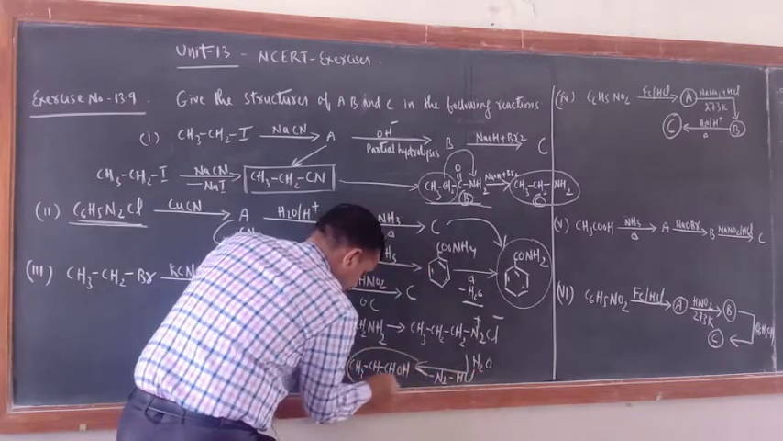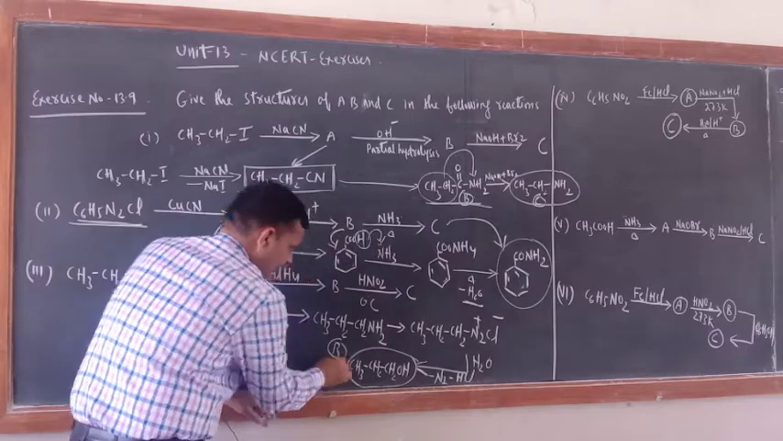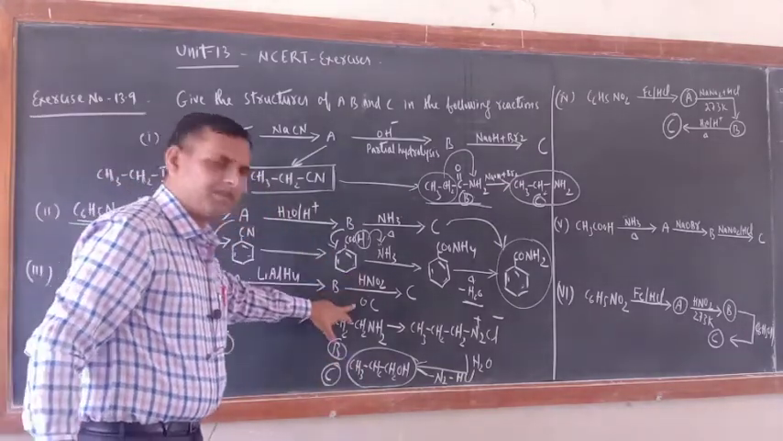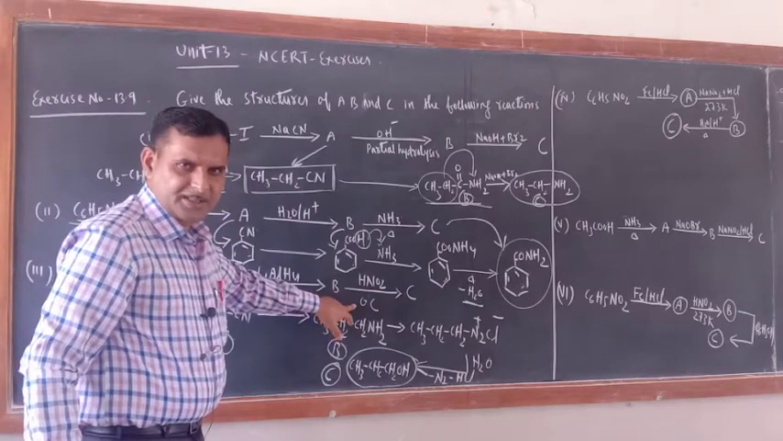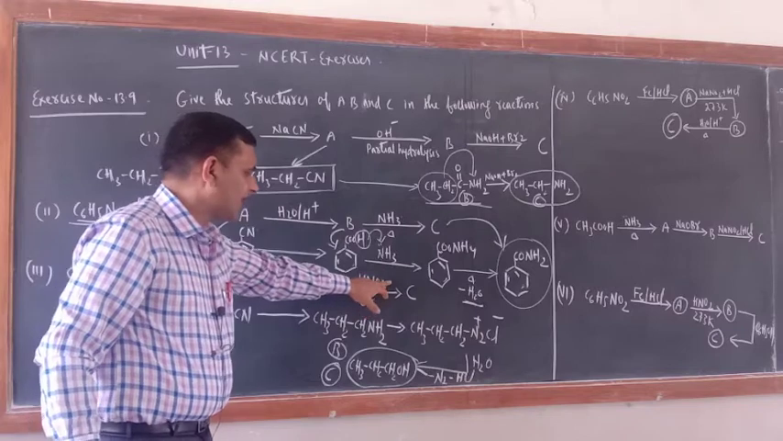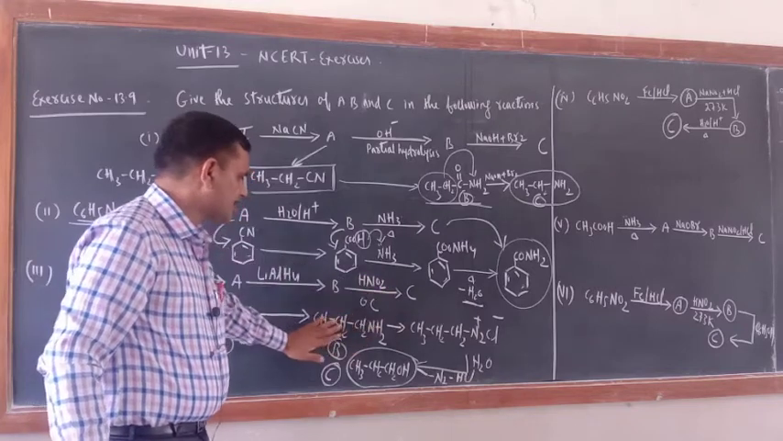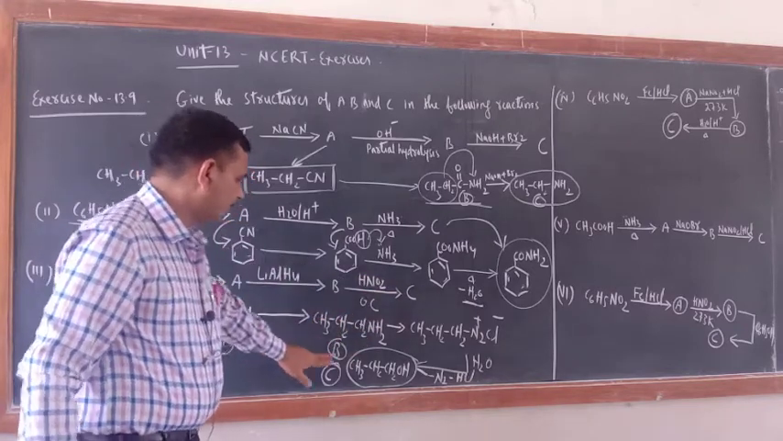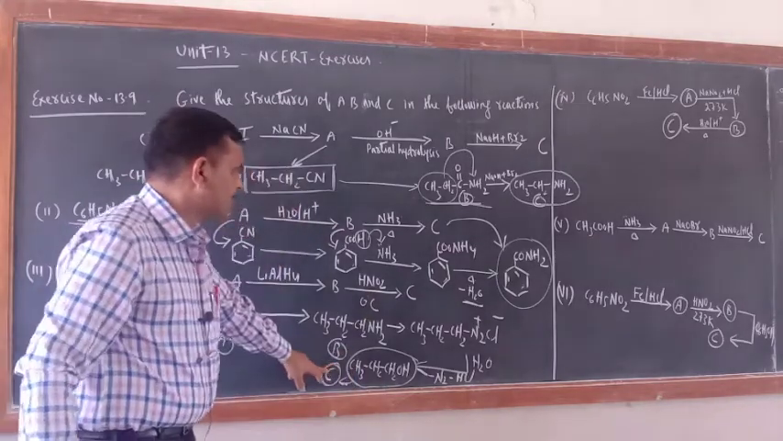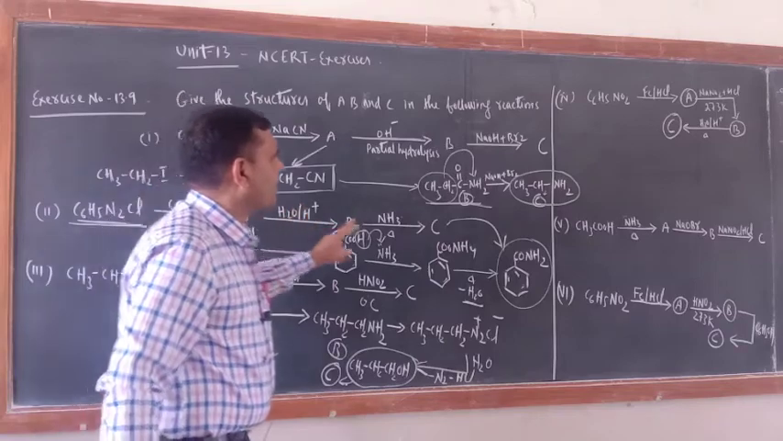So your C is this one. This is C. Remember, this is the hint of diazotization, HNO2 at 0 degrees Celsius. Of course, here HCl is not written, but you have to subject it to diazotization. So this is the product. Okay, now what about this one?